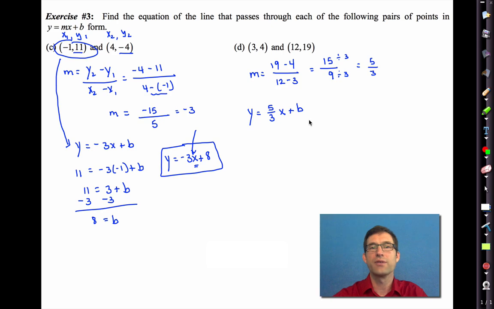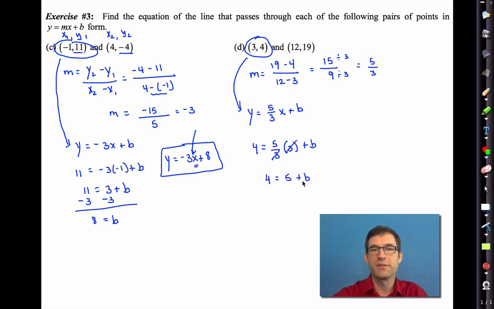All right, 5/3 x plus b. Let's take this thing, substitute it in. We'll get 4 is equal to 5/3 times 3 plus b. Here the 3's will cancel. 4 will be equal to 5 plus b. Subtract 5 from both sides, and be careful, 4 minus 5, -1, is what we have for b. So y equals 5/3 x minus 1.